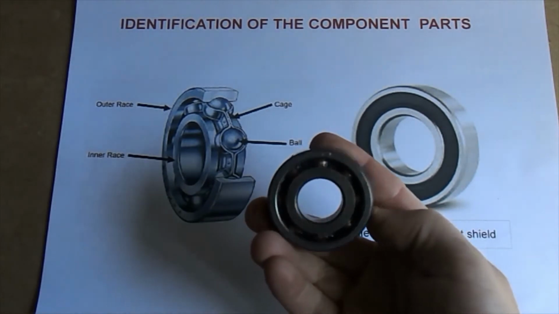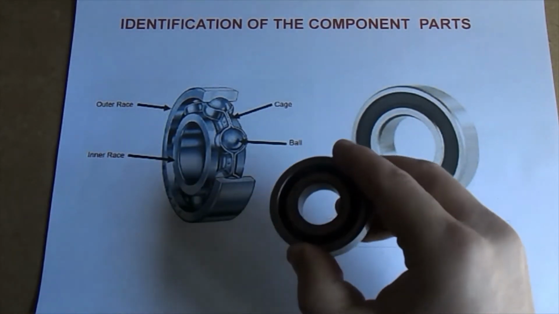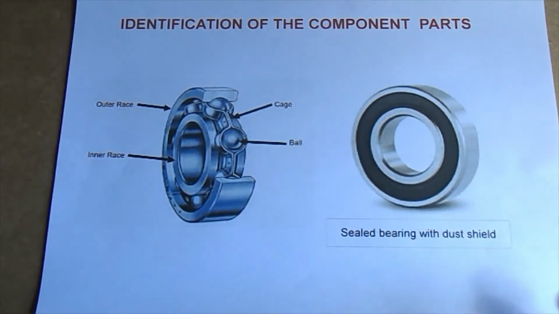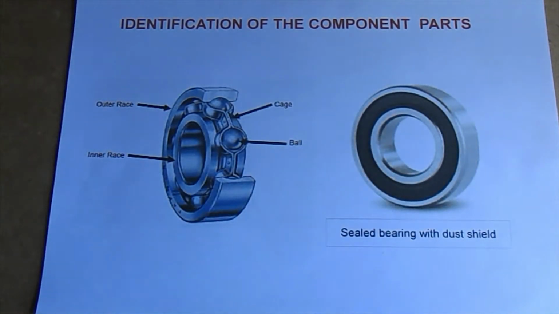This is unshielded, so it will be greased manually. A sealed bearing on the right hand side, shown with plastic dust shield, but you can get those with metal as well. Those are sealed for life, greased at the factory.